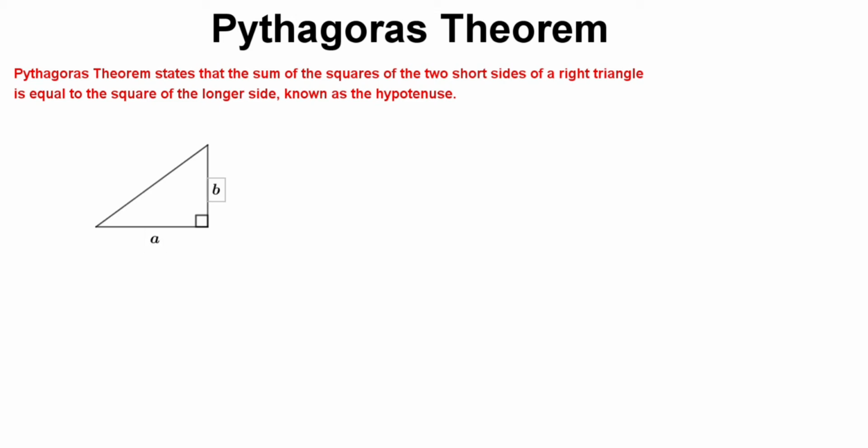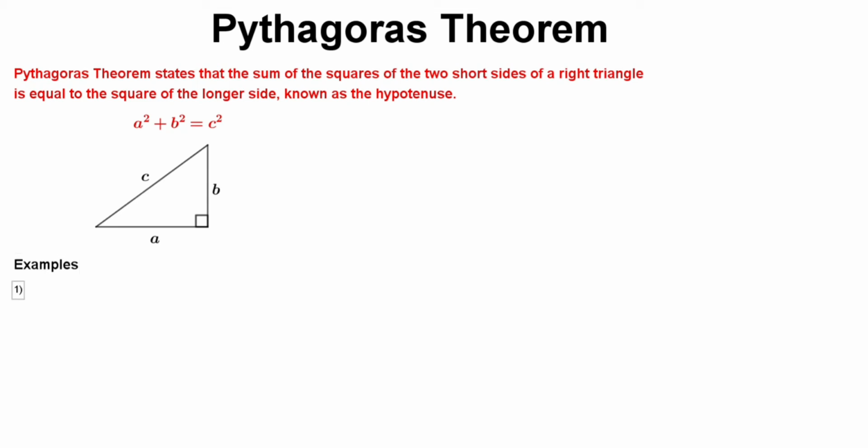the lengths of these two sides, A and B, the square of both of those added together is equal to the square of C. And that is illustrated by the formula A squared plus B squared is equal to C squared. So basically, the square of the short sides is equal to the square of the hypotenuse. So we'll take a look at some examples.